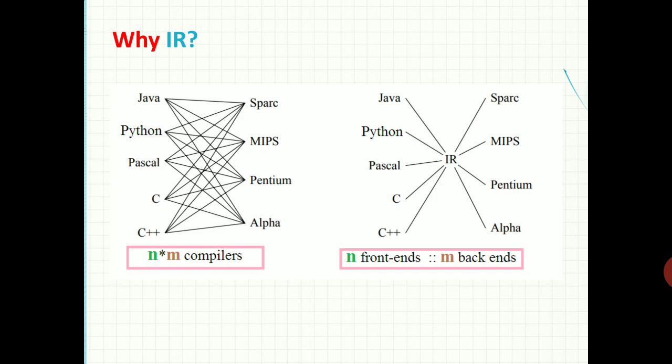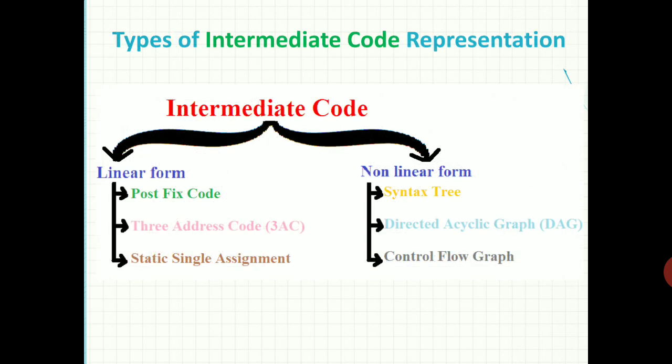Then we are going to see some of the representation of intermediate code generation, or we can say the types of intermediate code representation. We can represent the intermediate code mainly in two types. The first one is linear form and the second is non-linear form.